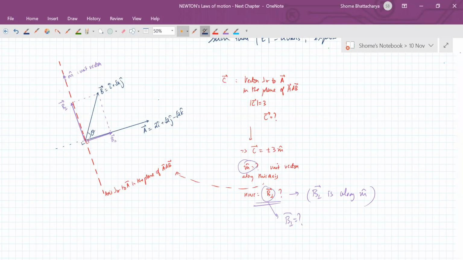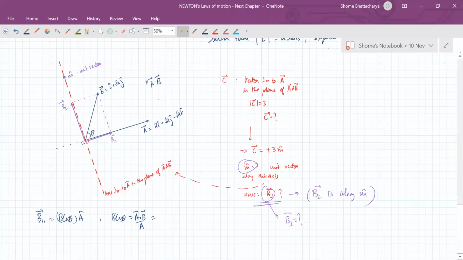Okay. So for that we use the standard method that the parallel component is b cos theta into the unit vector of A in this case. So b cos theta you can see is by formula A dot B divided by magnitude of A this time, because we are finding b cos theta. So A dot B is how much?